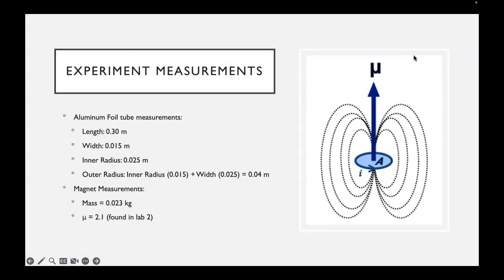Some of the measurements that we observed in the experiment were that the tube of aluminum foil had a length of 0.3 meters, a width of 0.015 meters, an inner radius of 0.025 meters, and an outer radius of 0.04 meters. The magnet itself had a mass of 0.023 kilograms, and we found that mu is equal to 2.1.